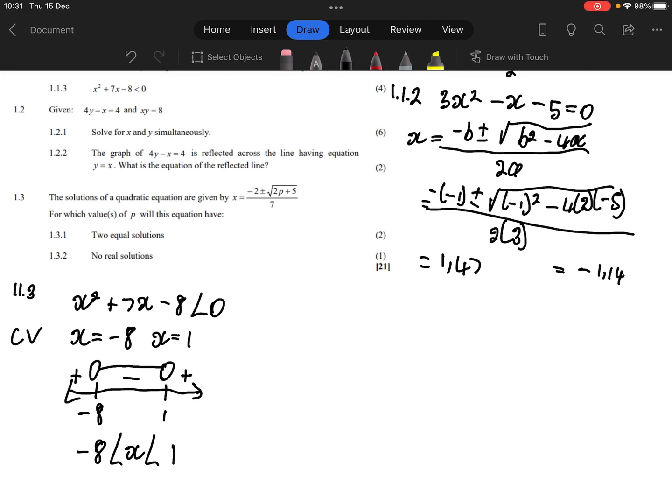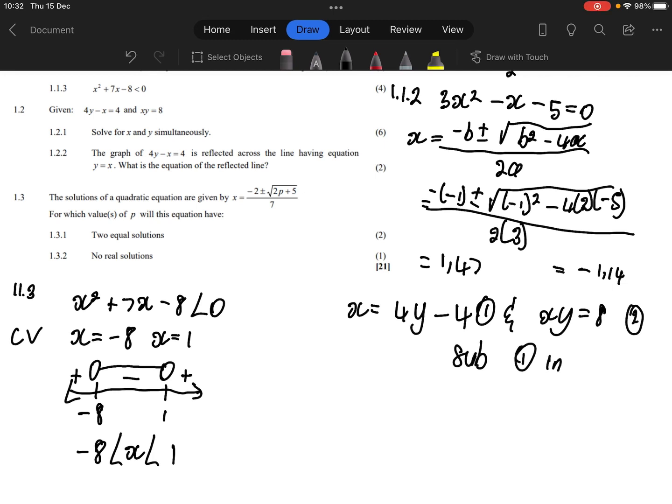In this case, the second equation has x and y together as a multiplication between them, so it's a bit more difficult to separate, whereas the first one has x alone in that equation. So we're going to go ahead and make x the subject of the formula there. We're left with x is equal to 4y minus 4 and xy is equal to 8. Okay, from here we can take this first equation, label it 1, the second one 2, and substitute 1 into 2.